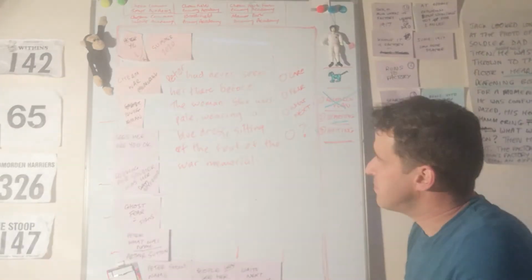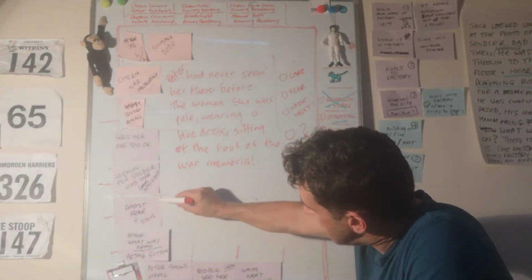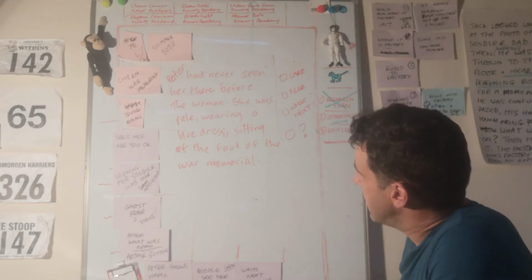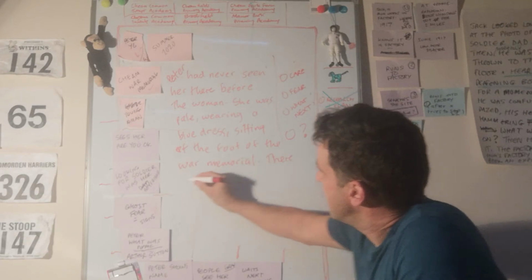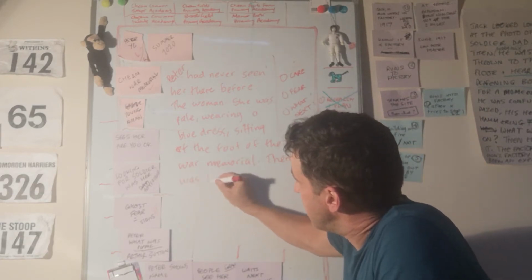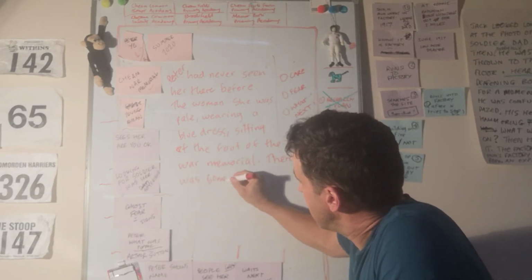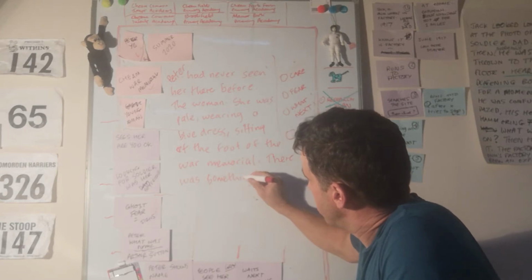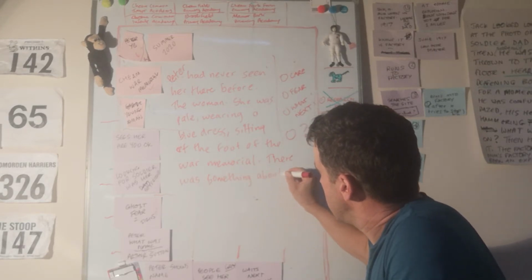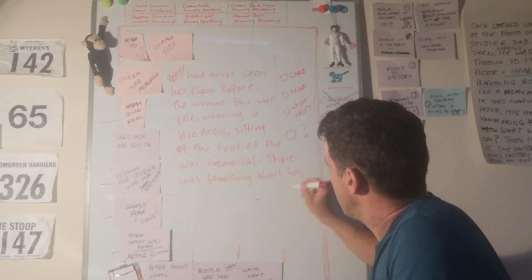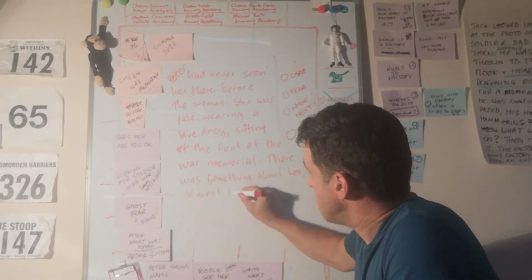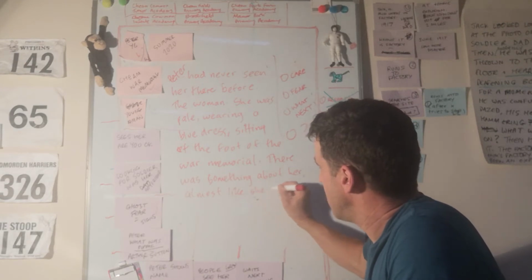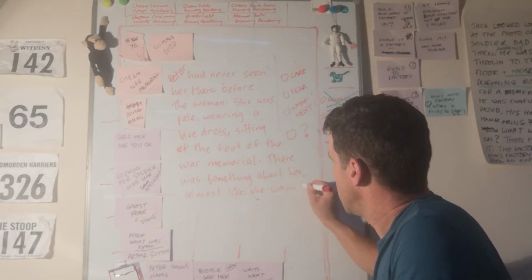Now, should we add something spooky now? We wanted to add a ghostly thing. So we could say, there was something, how about there? We can always change this, as we know, there was something about her. Almost, should we say almost like she wasn't there? We can always change it. Almost like she wasn't really there.